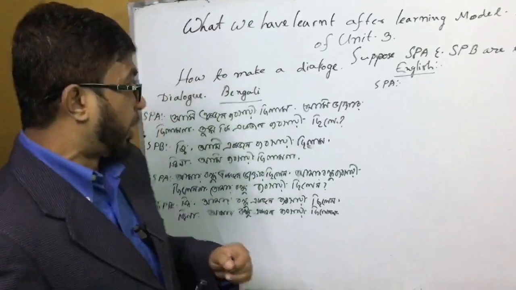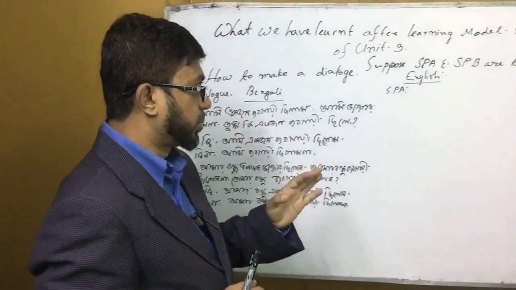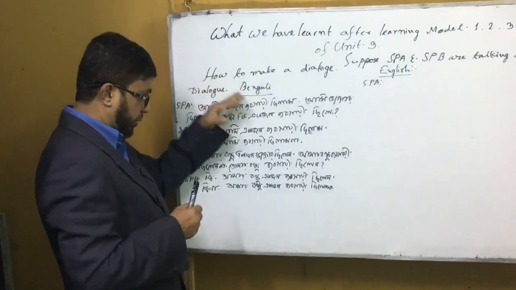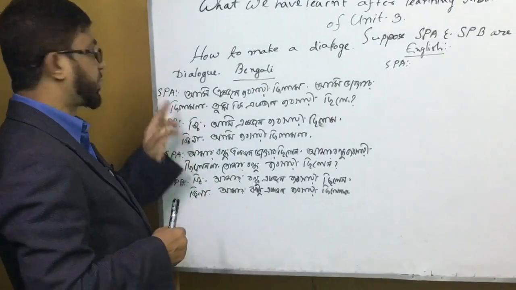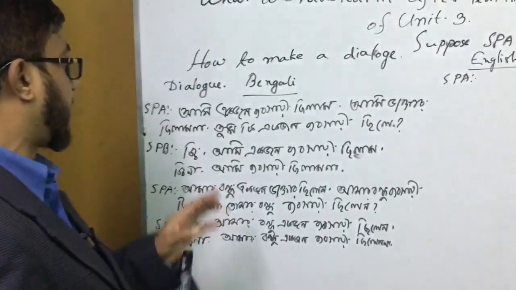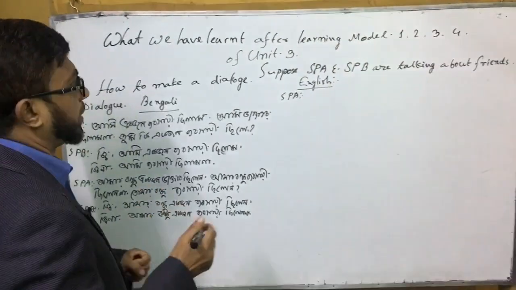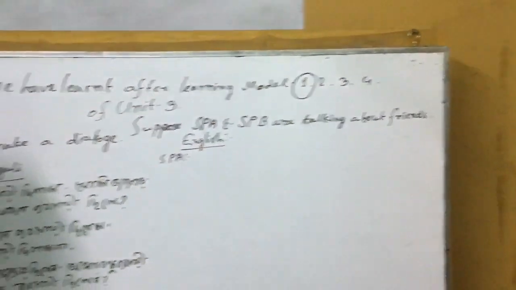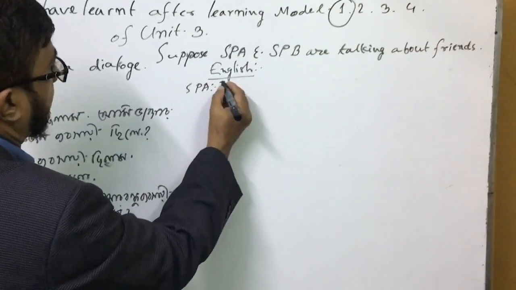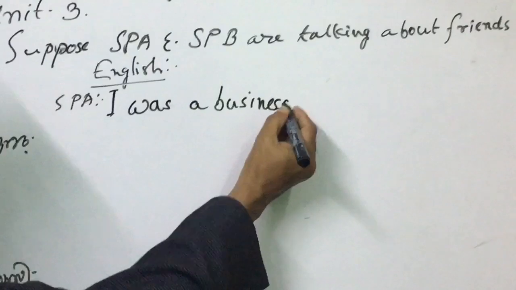Well, from Unit 1, 2, 3, 4, we have learned how to make a dialogue. Suppose speaker A and speaker B are talking about friends. Look at the dialogue, written in Bangla sentences. First of all, speaker A is talking to speaker B. Speaker A is saying, "Ami ekjon ব্যবসায়ী ছিলাম." This is an affirmative sentence from Model 1, and try to remember the structure of Model 1. I was a businessman.